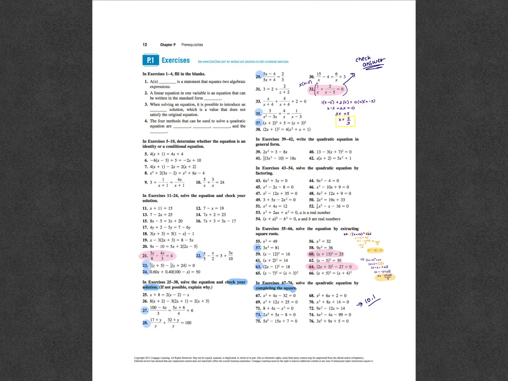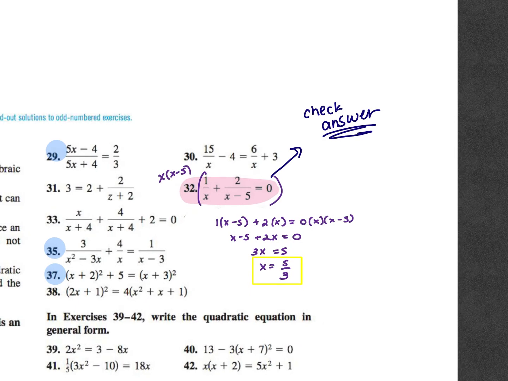So P1 was all the different kinds of equations, a lot of different kinds mixed into one section. It started with fractional and decimal equations. These are the ones you want to definitely check your answers. Like 32, 35, and 29, where I have a variable in the denominator. All of those you have to check and make sure there's not an extraneous root.